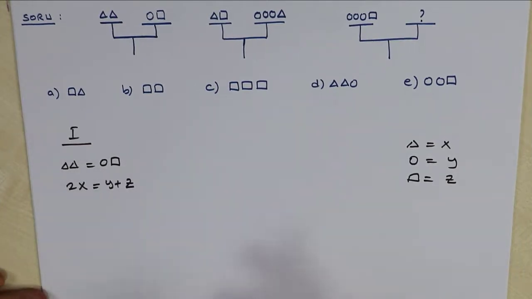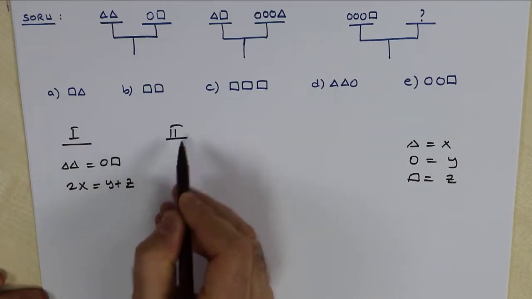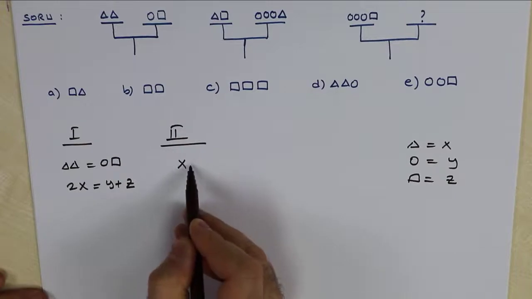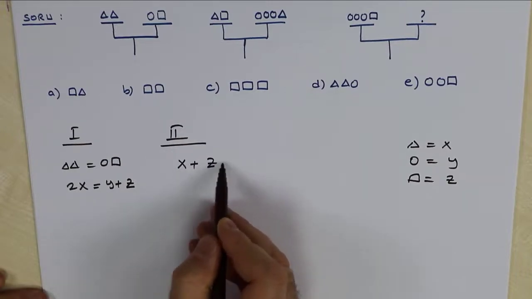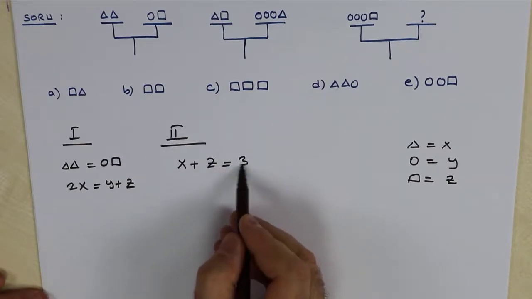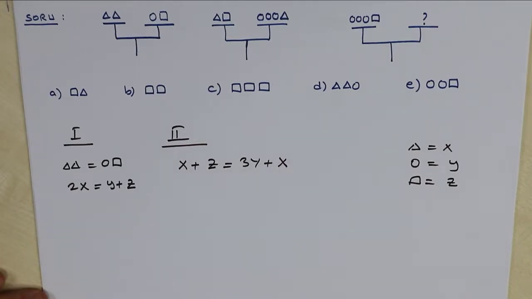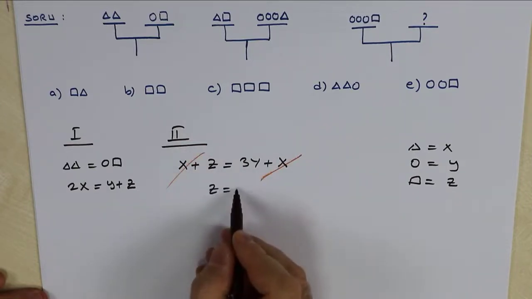It is a weight, so it is summed up. The second diagram or figure here equals x plus z equals 3y plus x, according to our replacement of variables. We can cancel x with x here. So z equals 3y. So what's requested from us is the third figure of the diagram.